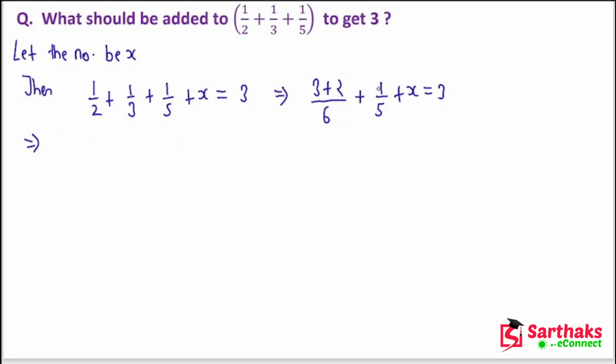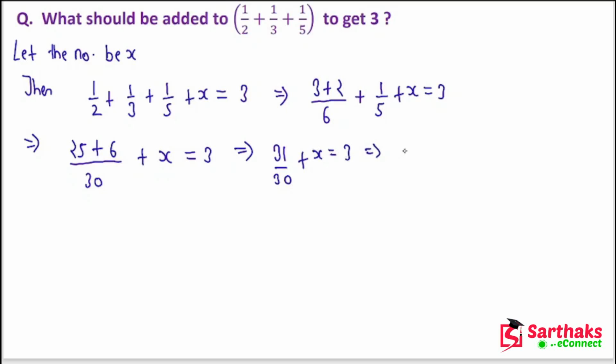Now 5 by 6 plus 1 by 5 we have to add. So let us take the LCM of 6 and 5, which would be 30. So 6 into 5 equals 30. 5 into 5 would be 25 plus 5 into 6 is equal to 30. So 1 into 6 equals 6 plus x is equal to 3. So we get 31 by 30 plus x is equal to 3.